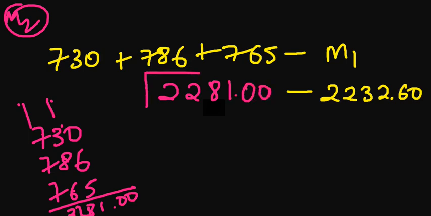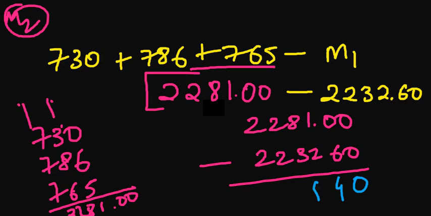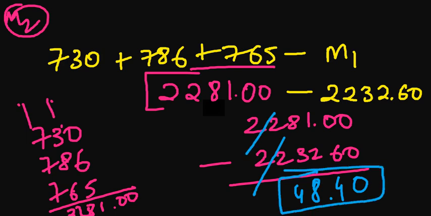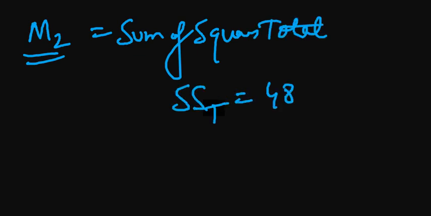Simply subtract: 2281.00 minus 2232.60. There is no rocket science. We are just simply adding, multiplying, subtracting and dividing. 0, 0, 10, 6, 4, 10, 2, 8. After that 7, 3, 4 and 22, 22 cancel. So what is the value? 48.40. This is our M2. And M2 is the sum of squares total. We call it SST. The value is 48.40.